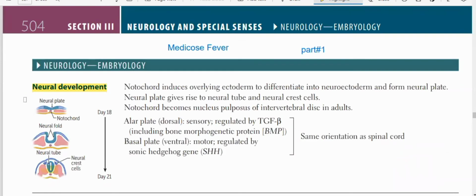Now, our concern is mainly neural development. Firstly, in gastrulation, there are three layers: number one is the ectoderm, then the mesoderm, and the endoderm.